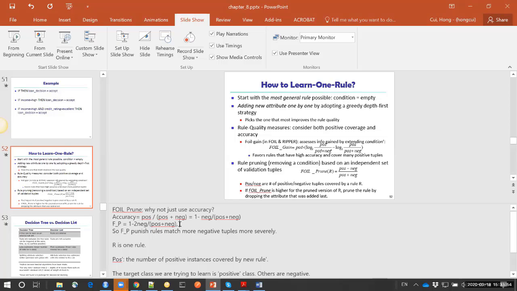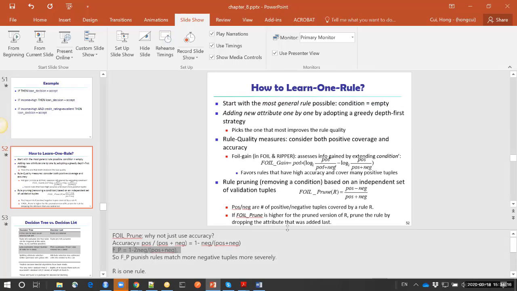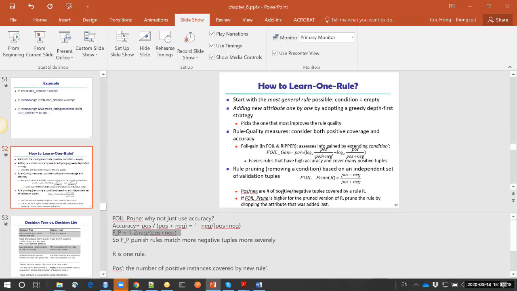So this accuracy, if we write it in a different way, is 1 minus negative over the denominator. But this FOIL pruning is 1 minus 2 negative. So you can see it punishes negative coverage more. That's why it's not using the accuracy.